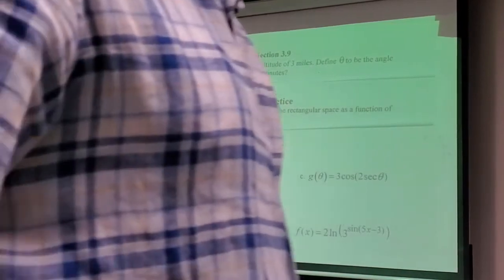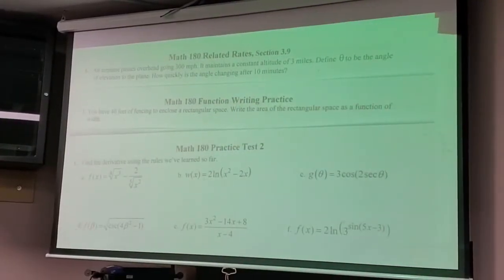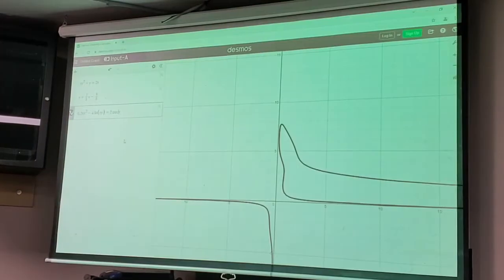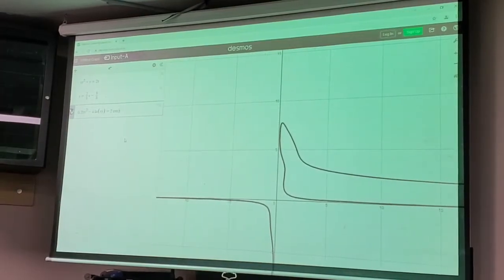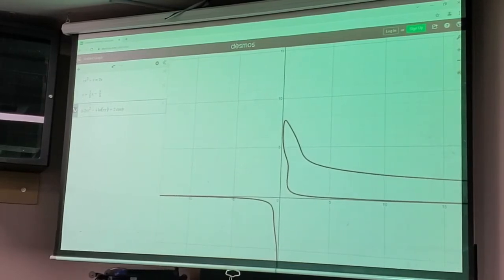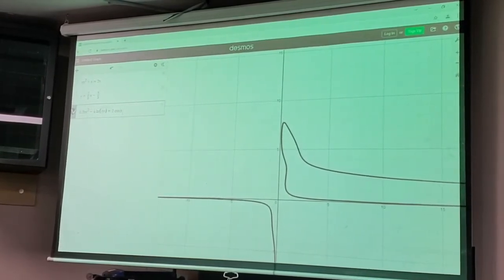All right, so let me show you something that I feel kind of dumb about. I don't know if I ever knew this. I think I might have known this sometime in the past, but I've forgotten about it. But look what Desmos can do. You can put in there one of these implicit functions.